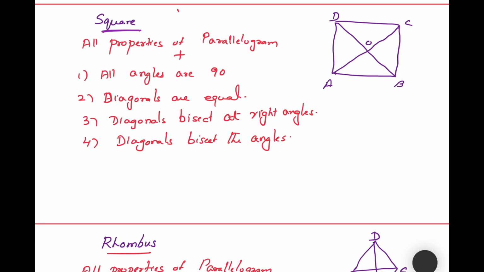Coming to the properties of a square: all the properties of a parallelogram, plus all the angles in a square are 90 degrees. So all these are 90 degrees. Then the diagonals are equal, that is AC equals BD.